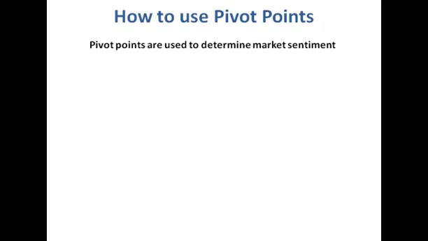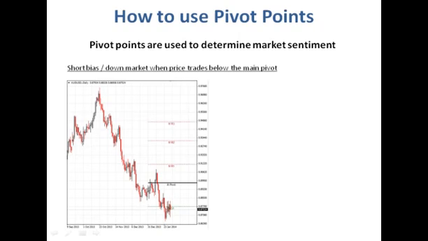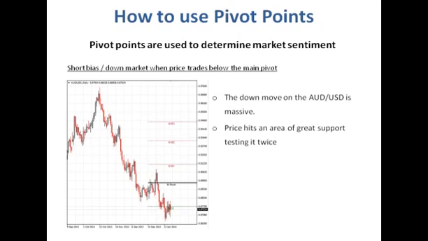Pivot points are used to determine market sentiment. This is the first one. Let's see pivot points playing on a short bias or down market when price trades below them. This is the Aussie US dollar daily chart. The down move on the Aussie USD is massive, as you can see on this chart.